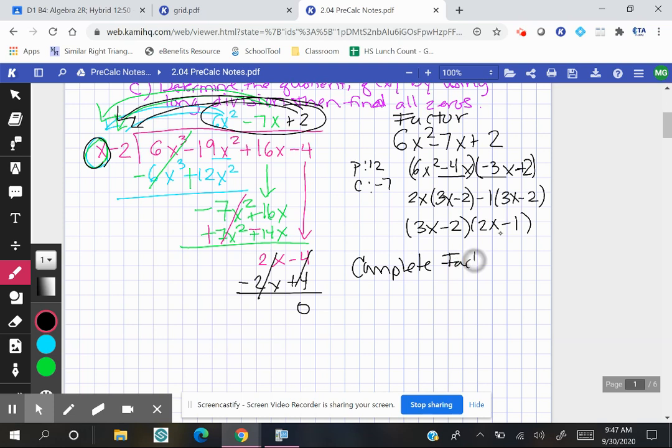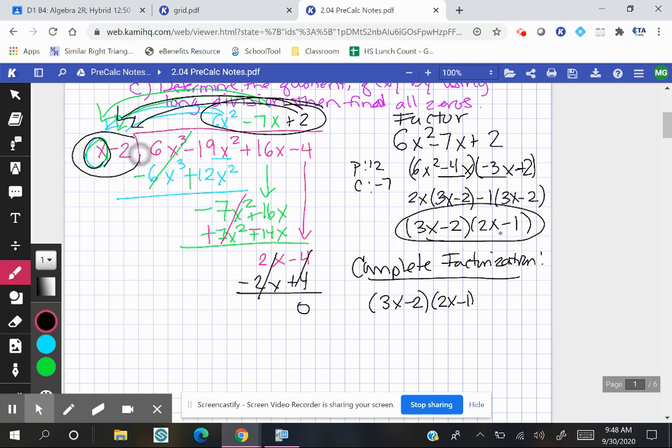Complete factorization just means break it down into your linear factors. So I have 3x minus 2 times 2x minus 1, which I got from right here. And then I also have my other factor that I divided by, which was x minus 2. So let's say call it f of x. So f of x would equal that.